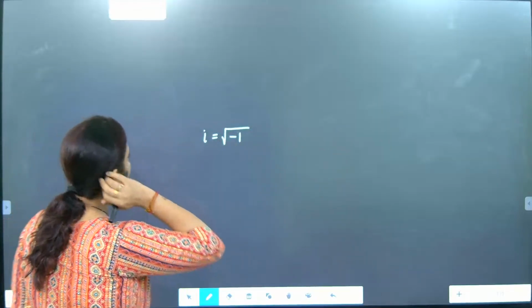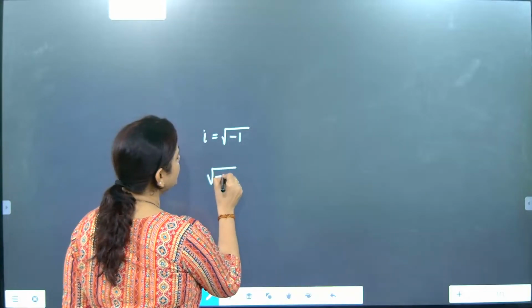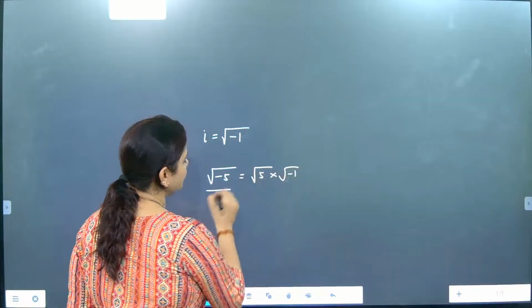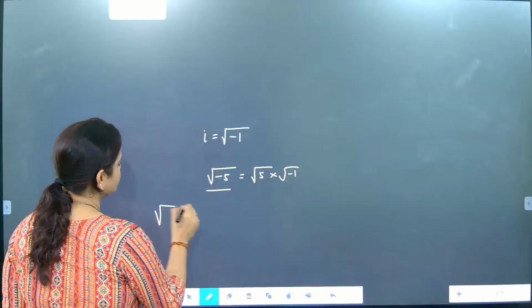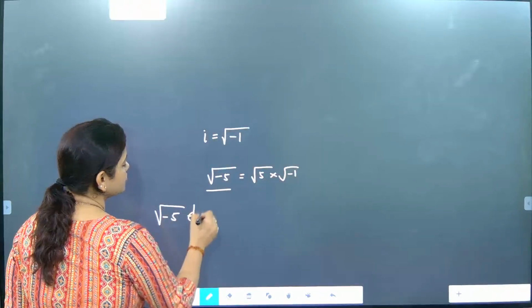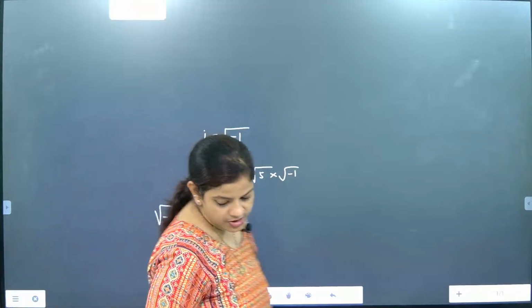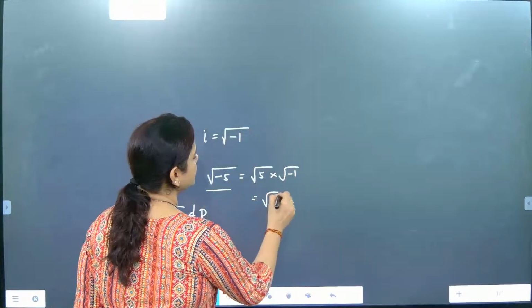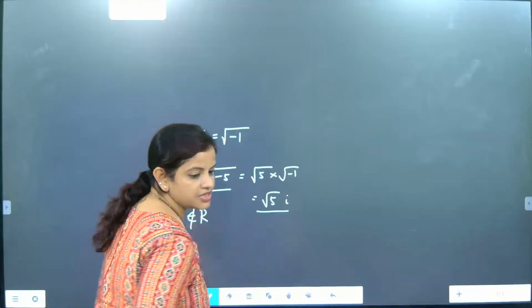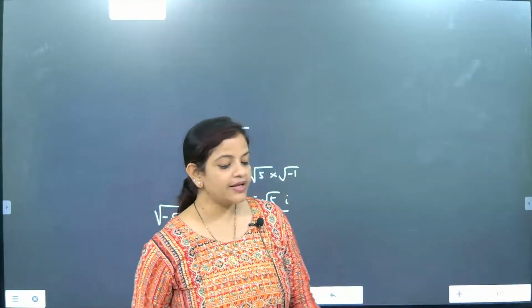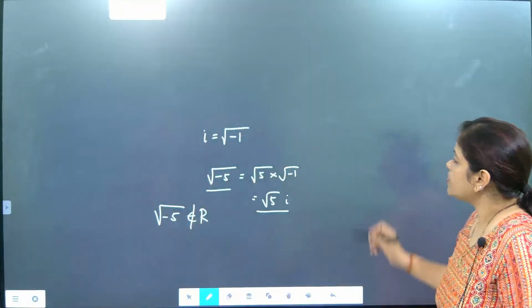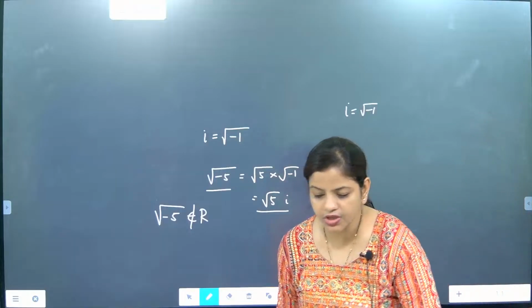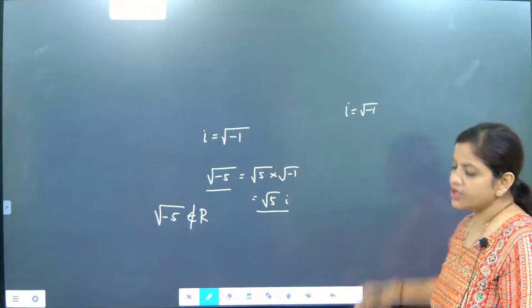If root under -5 is given, we can write it as root 5 into root -1. So this becomes imaginary and it does not belong to the set of real numbers. For these specific numbers where we cannot deal with real numbers, we write it like this: root 5 i. This is the representation of iota. So iota is root under -1. What is iota? Iota is root under -1.